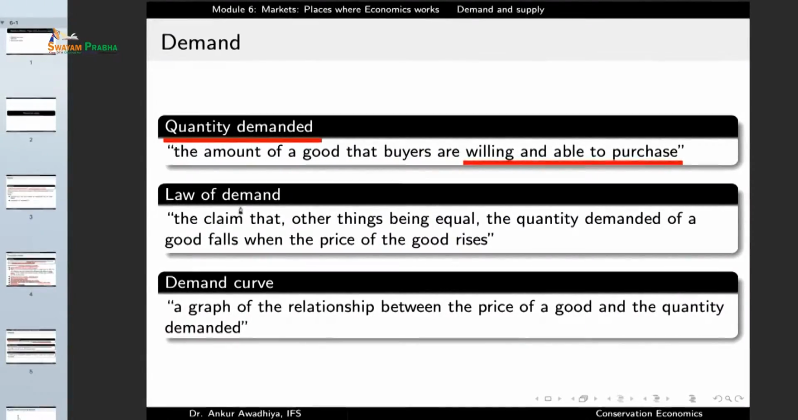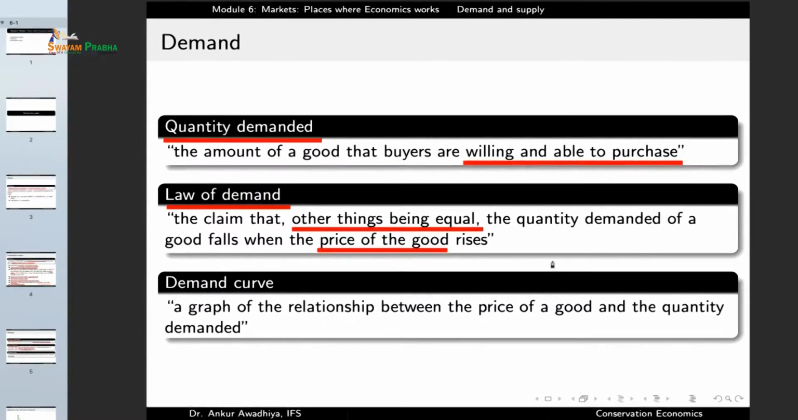Then we define the law of demand. The law of demand is the claim that, other things being equal, the quantity demanded of a good falls when the price of the good rises. It is the claim that, other things being equal. So here again we are making an assumption that everything else being the same, we are only changing one thing, and that is the price of the good.